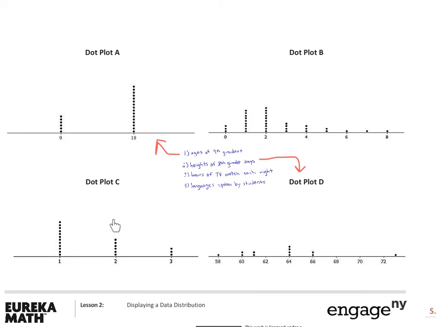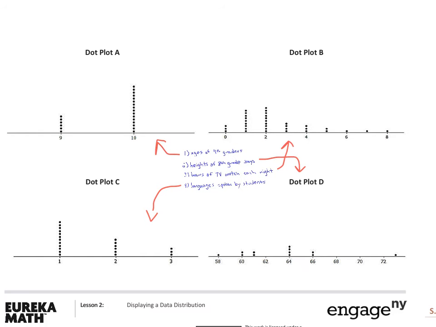4 must be dot plot C, and it makes sense because the majority of us only speak one language. But some people are bilingual, right? They speak 2 languages, and some people even learn a 3rd language. But obviously, it becomes fewer and fewer. So I'm going to go languages spoken to dot plot C, and hours of TV watched to dot plot B.